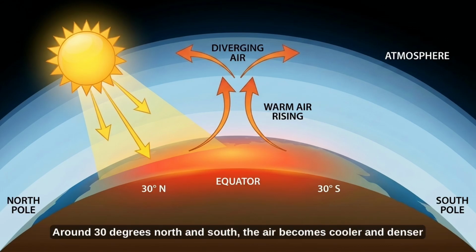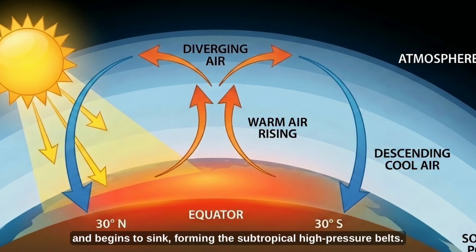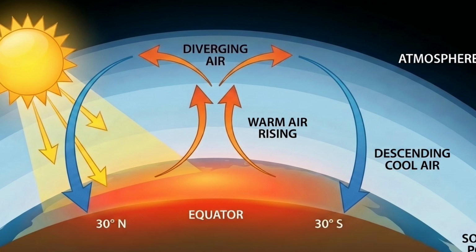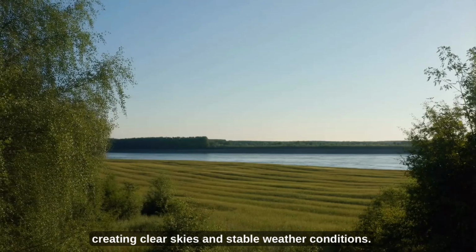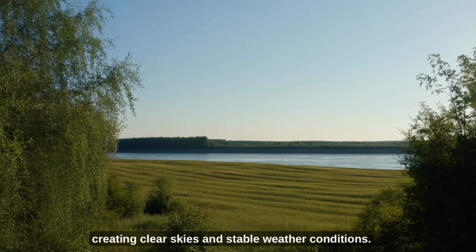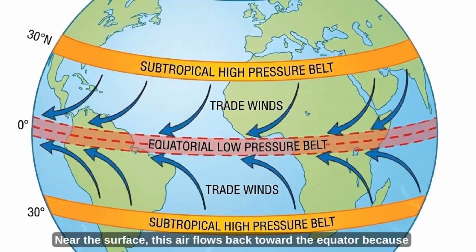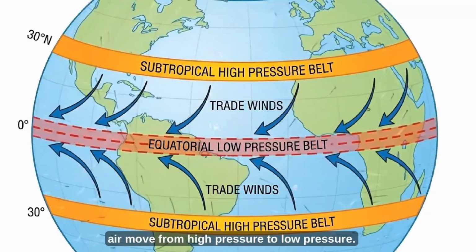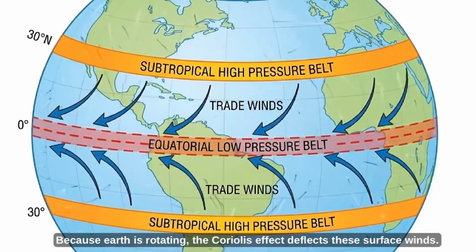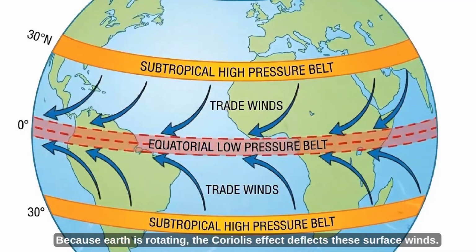Around 30 degrees north and south, the air becomes cooler and denser and begins to sink, forming the subtropical high-pressure belts. The sinking air warms and dries as it descends, creating clear skies and stable weather conditions. Near the surface, this air flows back toward the equator because air moves from high pressure to low pressure.